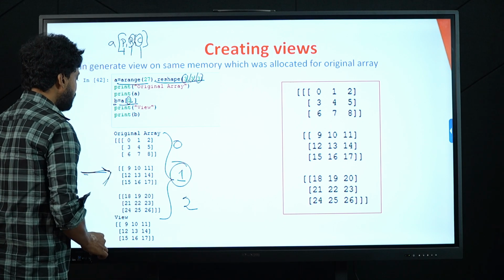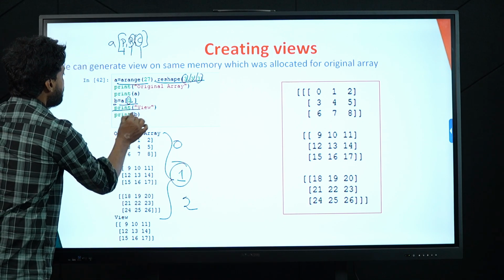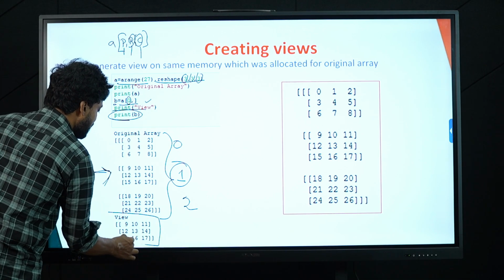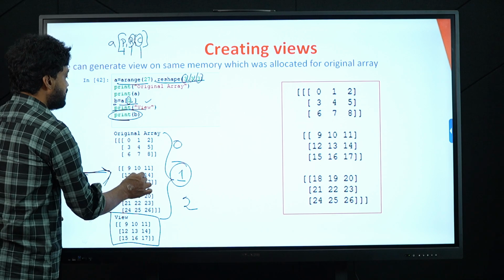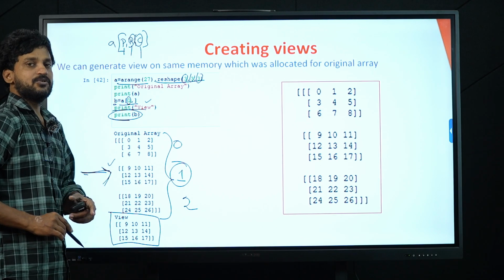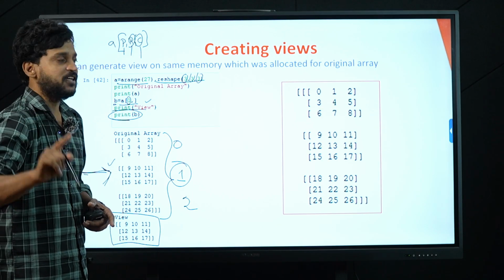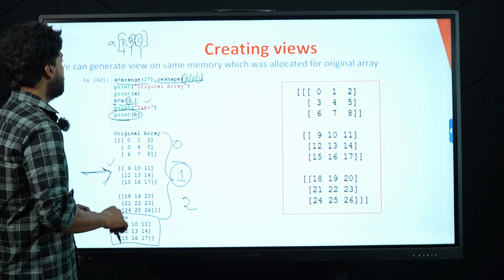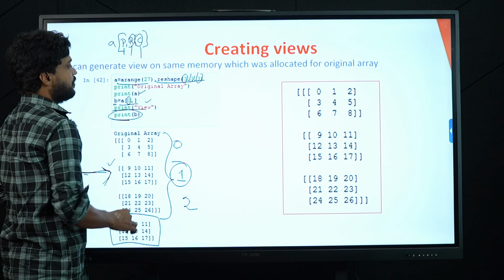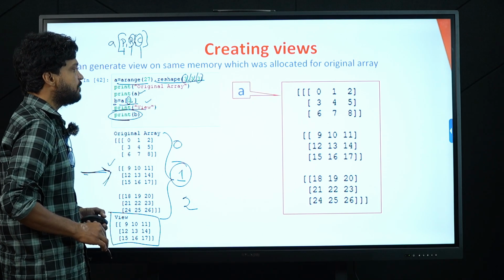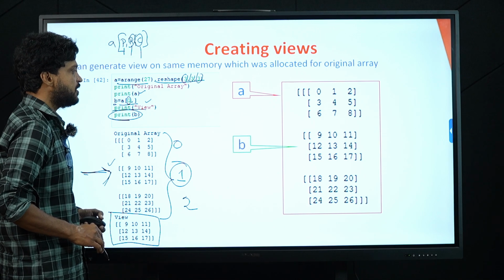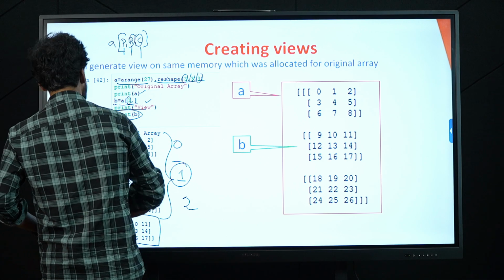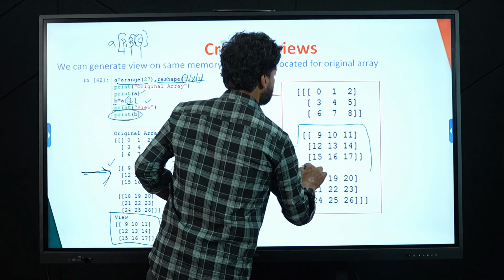Now, when you want to print B, which is a view of A, what will get printed? 9, 10, 11, 12, 13, 14, 15, 16, 17, which actually is all the rows and columns of the first page of A. That is the entire array which is going to be printed when you print A. And when you print B, what will get printed? This is A. Right after which, B will get printed. B is this portion.